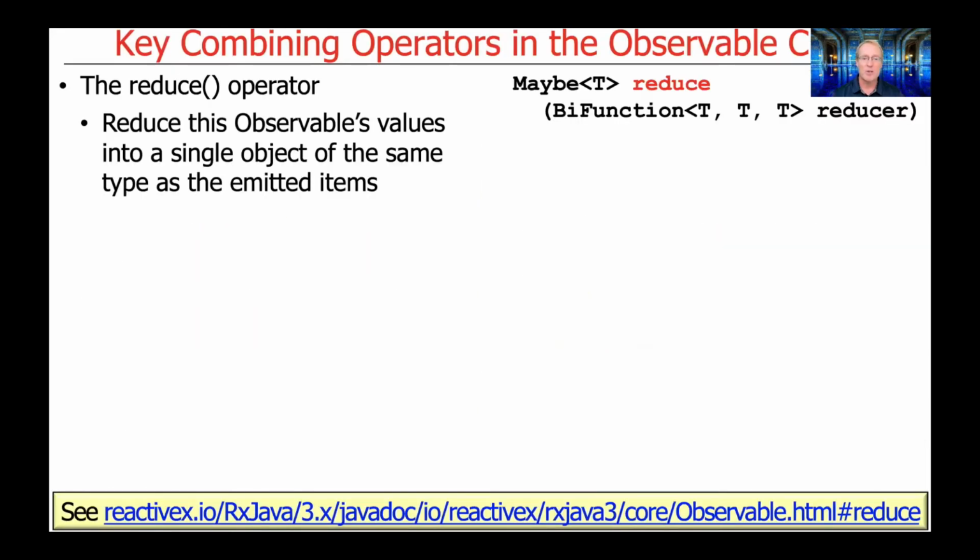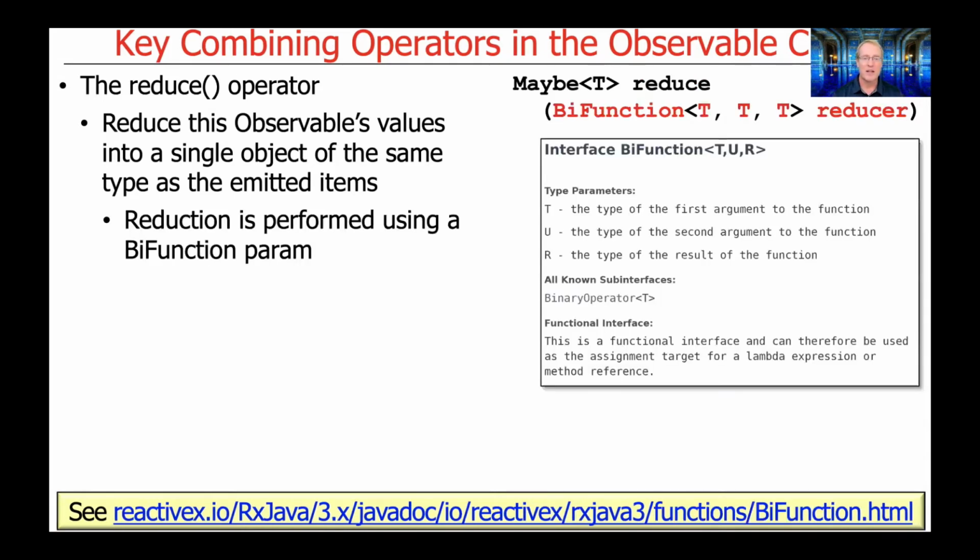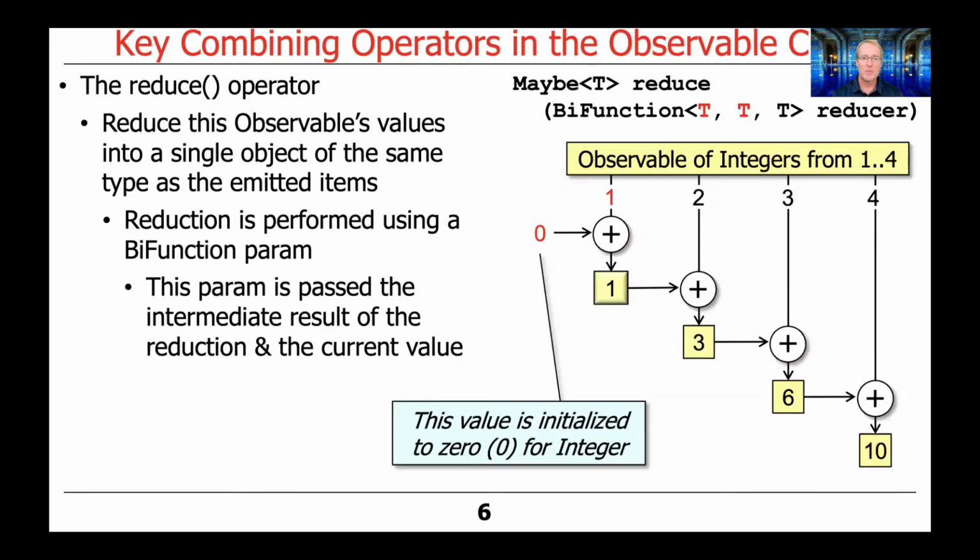This operator can be used to reduce this observable's values into a single object of the same type as the emitted items. Reduction is performed using a BiFunction parameter. This parameter is passed the intermediate result of the reduction and the current value that's being evaluated from the observable. Let's take a look at an example here. Let's assume we have an observable of integers in the range 1 to 4. The value for integer that's initially used will always be 0. That's the default value for an integer.